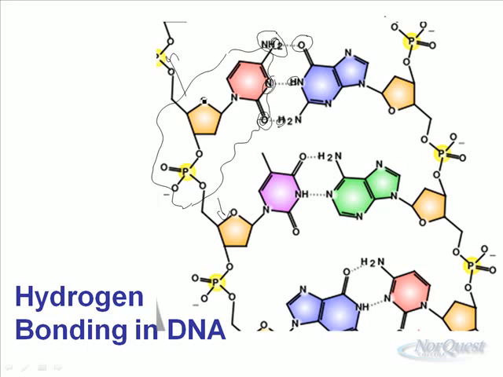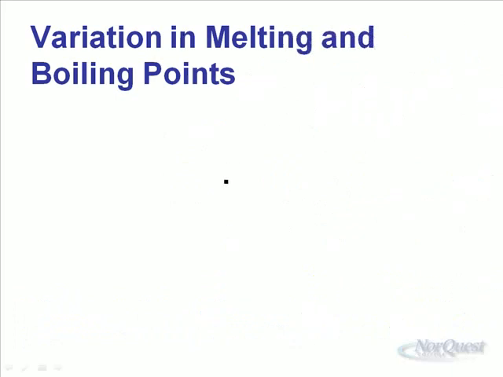And these bonds are extremely important. It's the reason we are the way we are. So yeah, there you go, hydrogen bonding in DNA. So these dotted lines represent hydrogen bonding. This helps DNA pair up. So very important in DNA molecules.